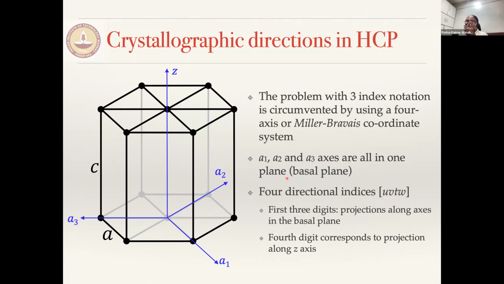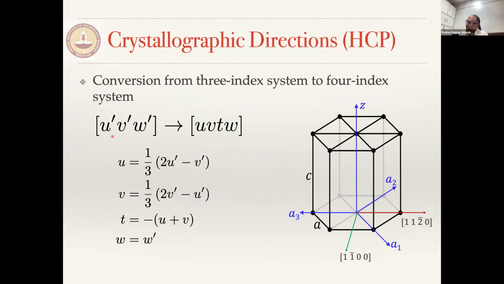Now, how does it work? If you have a 3-index notation U', V', W', like 110, like we have seen, that can be converted to a 4-index notation using this formula. Let us not worry about how this formula is derived. But if you use this convention, then all crystallographic equivalent directions will have the same set of indices, which are permutations. So the direction 110 that we represented earlier with 3-index notation will now be represented as 1 1 2-bar 0.